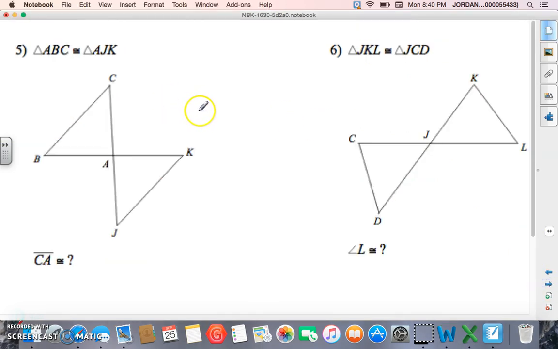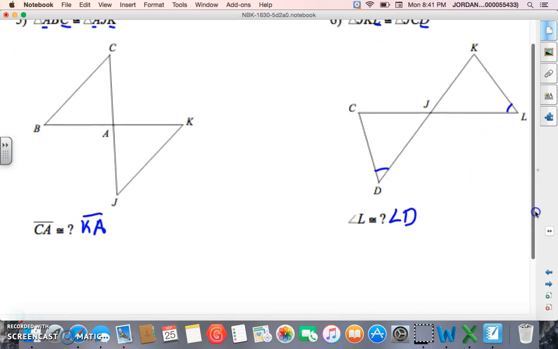Okay, so let's practice a couple more. Triangle ABC congruent to triangle AJK. What's CA congruent to? So CA, that's the third letter, then the first letter. So what's the third letter on this one? K, then the first letter is A. So we would say KA. The third letter, then the first letter. On this one, angle L. Well, angle L is the third letter, so we'd say the third letter on this one would be angle D. So angle L must be congruent to angle D.